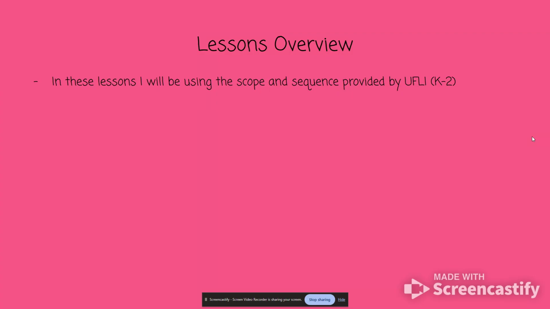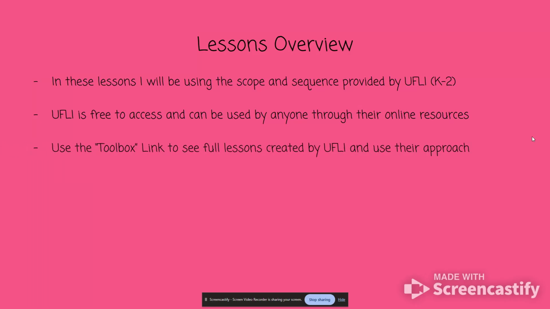In the lessons I'm going to be providing, they're going to be using the scope and sequence provided by UFLI, K-2. UFLI is a free to access curriculum that can be found online. All their resources are posted there. If you decide to use their resources, if you use the Toolbox, there are full lessons provided by them that have Google Slides, activities, and the manual that goes with each lesson. If you peek at the speaker notes, they put notes in there for you on how to teach it, all of that stuff, so that's great.